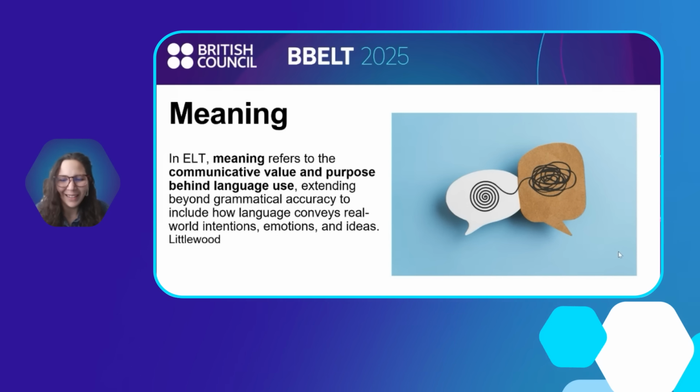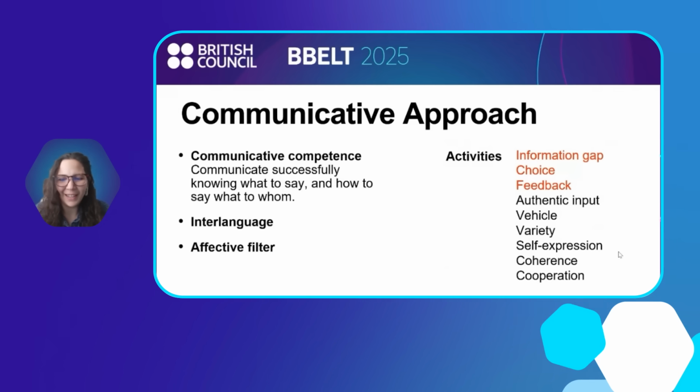Let's take a look at how meaning is approached here through the communicative approach. The communicative approach, as you know, is sometimes now called a generic term or something that's kind of dated. But I think that the relationship that exists between games and the communicative approach is something that we can gain great insight from. So bear with me and we will see how. First, the aim of the communicative approach is to gain communicative competence, which means to communicate successfully, knowing what to say and how to say it to whom.